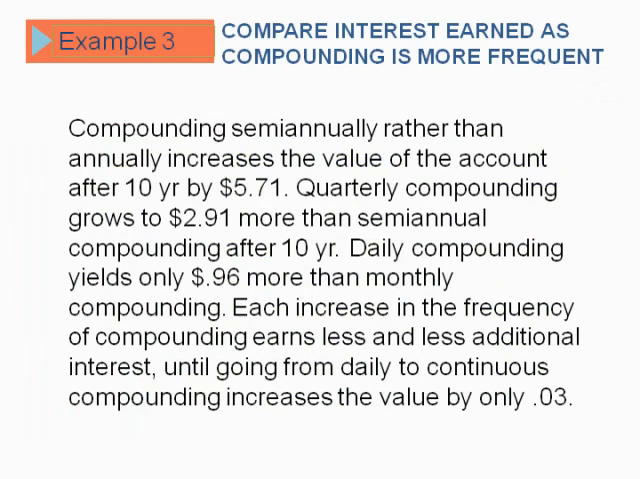So compounding semi-annually rather than annually increases the value of the account after 10 years by $5.71. Quarterly compounding grows to $2.91 more than semi-annual compounding after 10 years. Daily compounding yields only 96 cents more than monthly compounding. I don't know if we're going to get rich on any of these versus the other. Each increase in the frequency of compounding earns less and less additional interest, until growing from daily to continuous compounding increases the value by only 3 cents.